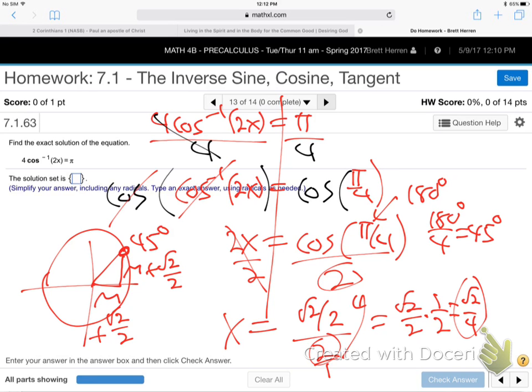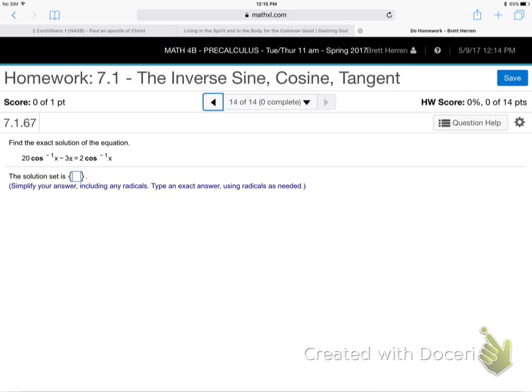Questions on that? We good with solving for x there? All right, try that one. Solve for x.